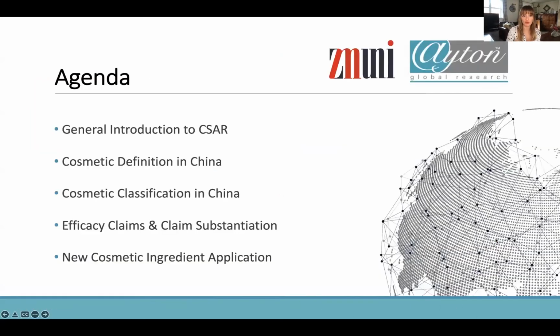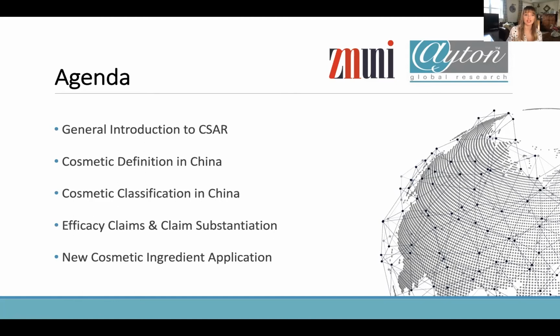So just to give you a very quick overview of what we'll be talking about today, we'll have a general introduction to CSAR, which Luna will be giving us. She is the expert in this regulation. She knows everything there is to know. So she'll be giving you some really in-depth information there.